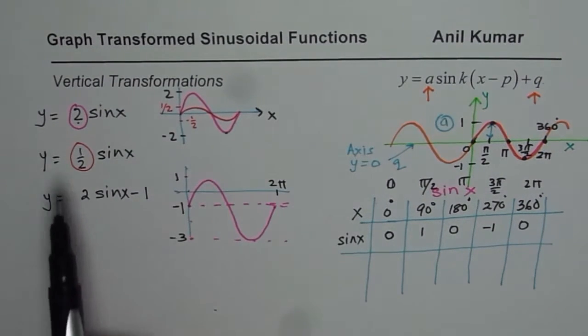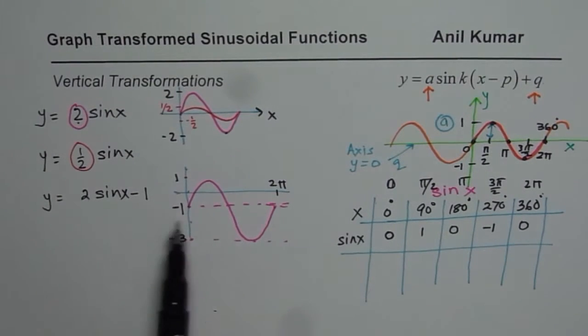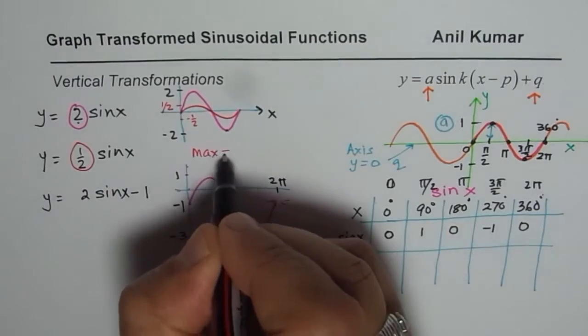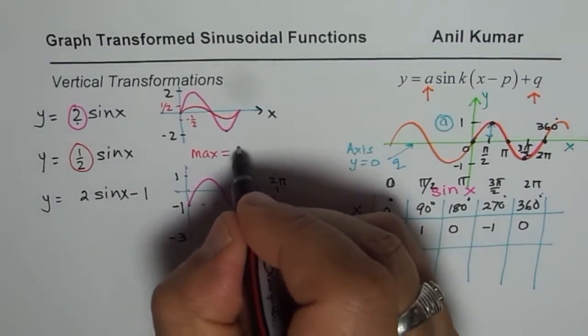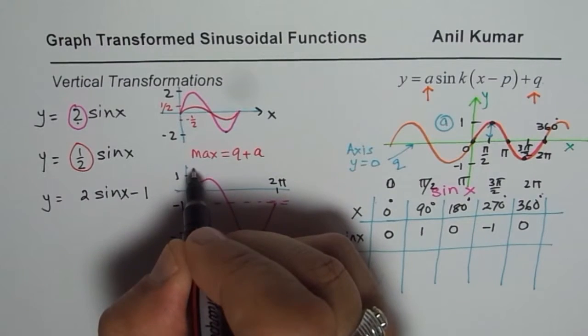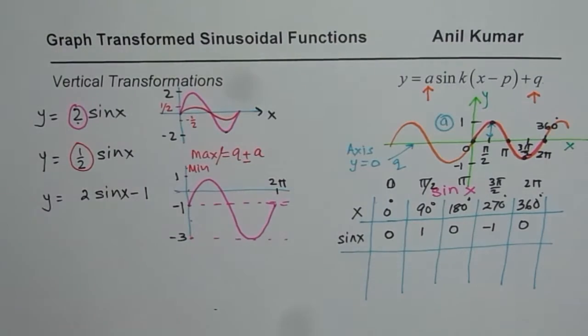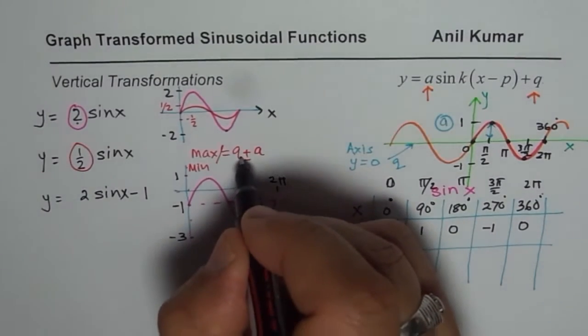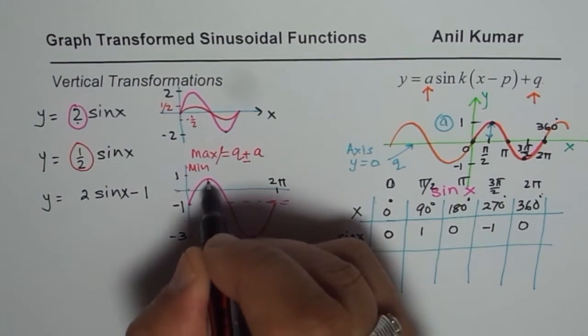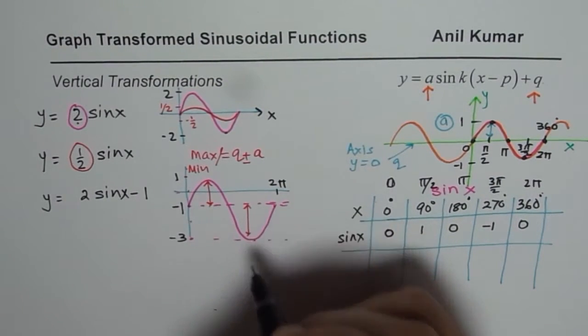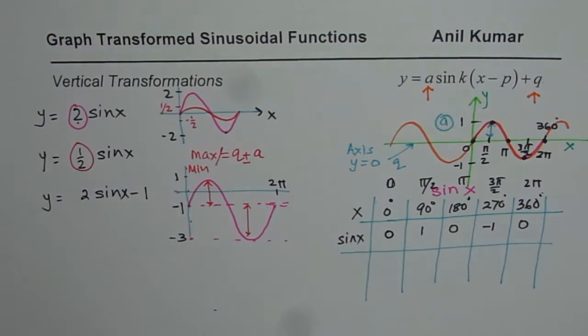So if you have vertical transformations, you can find maximum and minimum using these two values. As you can see here, maximum is equal to q plus a, right? And let me write maximum or minimum, right? If it is minimum, it will be q minus a. So q plus or minus a actually gives you the maximum and minimum values. Is it okay? So how far you are from the axis, that is what a is, correct? At times you may have a as negative.